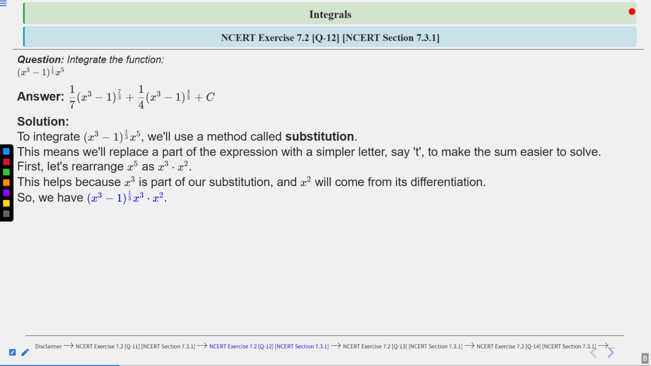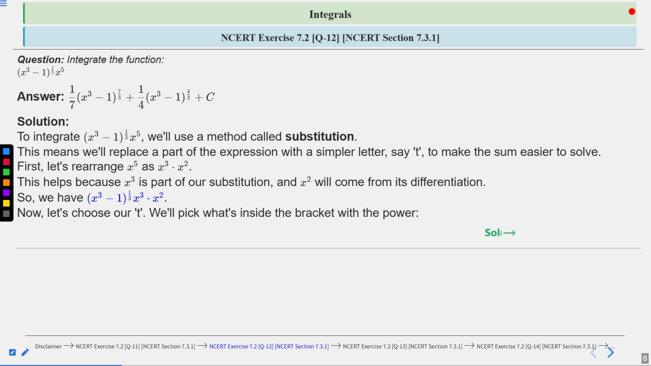Now let's choose our t. We'll pick what's inside the bracket with the power.